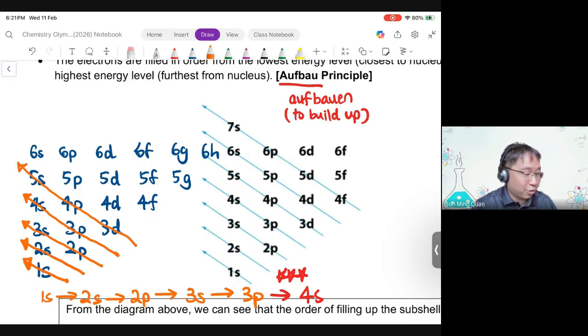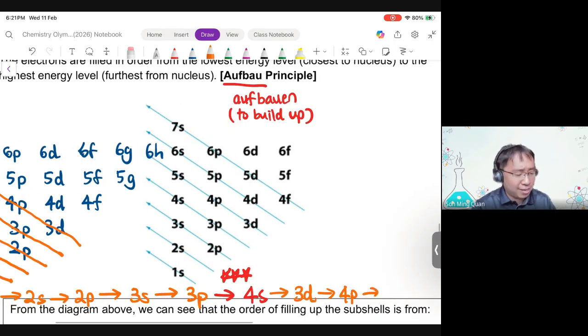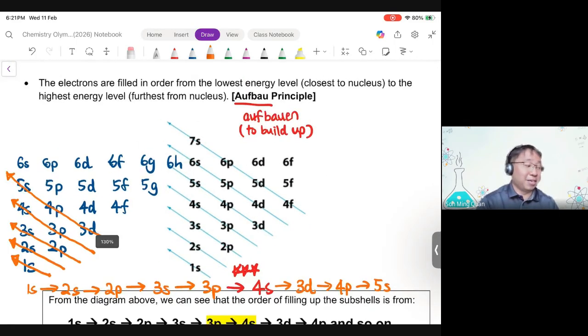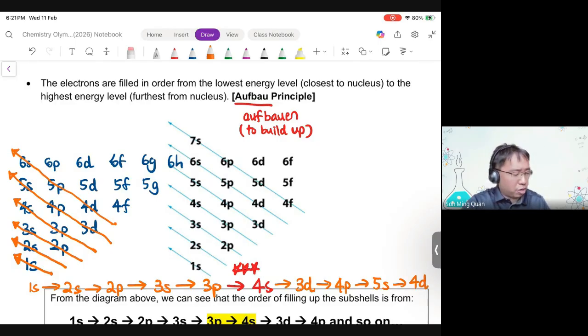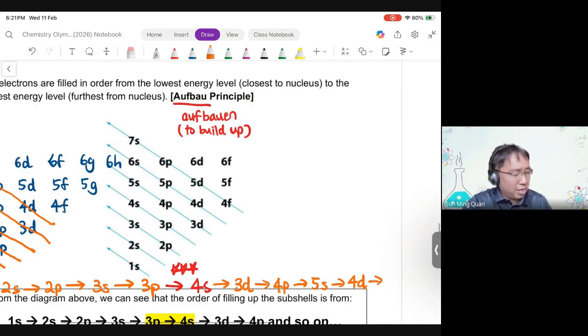Oh my gosh. You mean it's going to go 3d, then 4p, then miraculously 5s? Indeed, it is. That's the order. Okay? It doesn't even care about the 4d, 4f. It will go to 5s first. Okay, next diagonal arrow. Wow, the next diagonal arrow is 4d. That's weird. Then 5p. Then 6s.